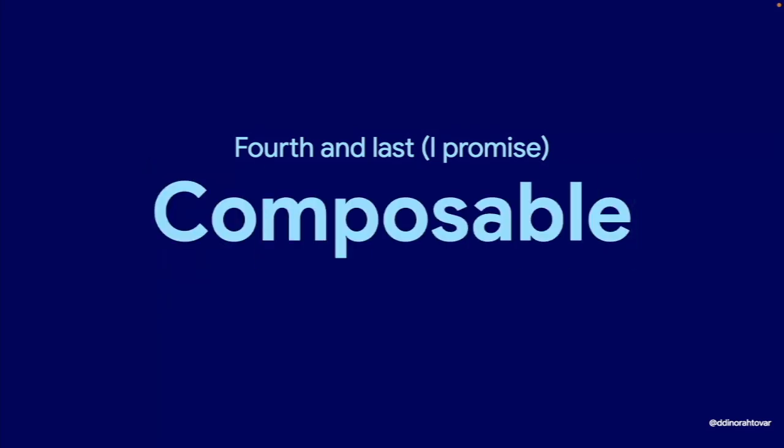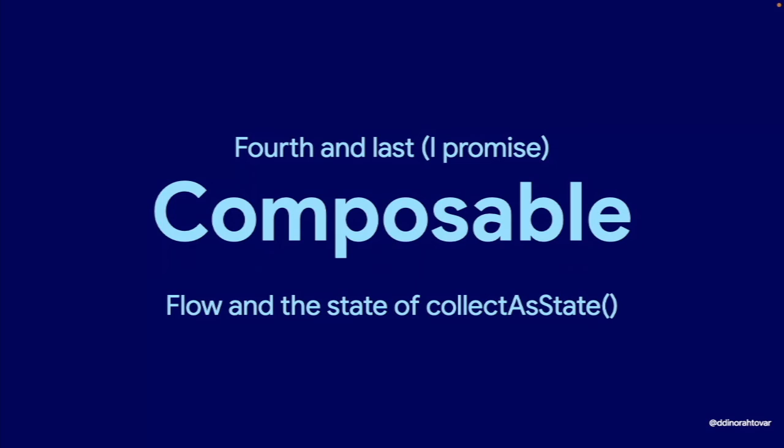And last, and I promise this is the last one, Compose. And the state of collect as a state. Compose has also all the composable functions has his own life cycle. There is recomposition. There is the process of emitting the data to the functions. Usually what Compose does is that emit the changes to the view, right?